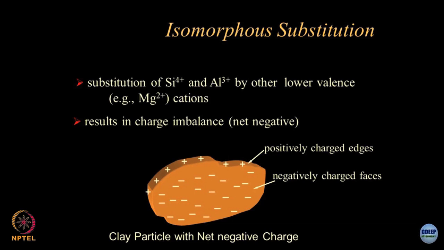So, this is something known as isomorphous substitution. Read about this much more, this is going to be useful for you. So, in soils, the fine grain material which is clay, silica and alumina, if you remember we have talked about all these things in the mineralogy part, they get substituted by magnesium, calcium, lower valence ions, and that is what is known as isomorphous substitution.